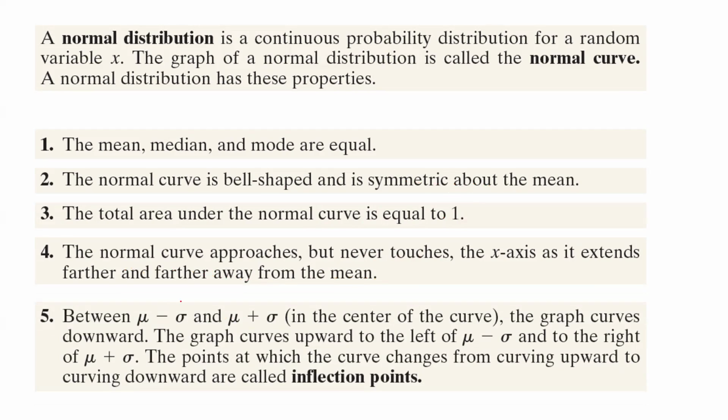Between mu minus sigma and mu plus sigma, where mu is the population mean and sigma is the population standard deviation, the graph curves downward. The graph curves upward to the left of mu minus sigma and also to the right of mu plus sigma. The points at which the curve changes from curving upward to curving downward are called inflection points.